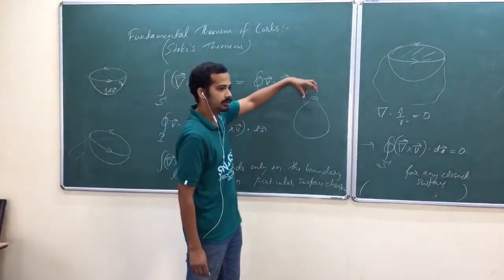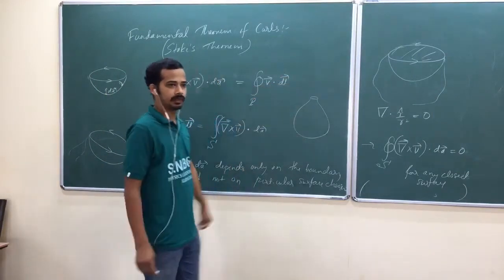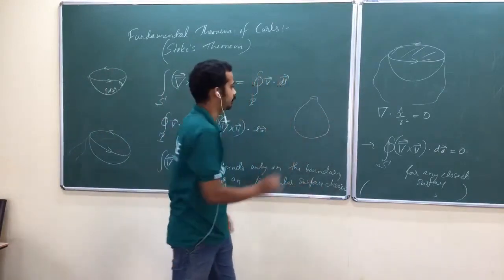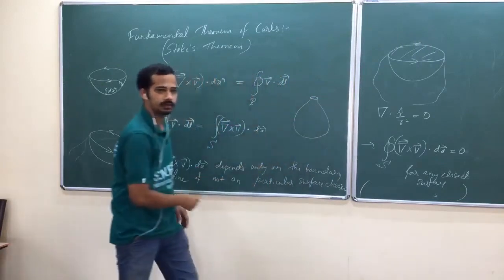You can take the balloon idea. So just tie this one. Then this mouth will shrink to 0. Then that becomes a closed surface. Now it is not a closed surface. You have a boundary line of the surface. Total surface, you have the boundary line.